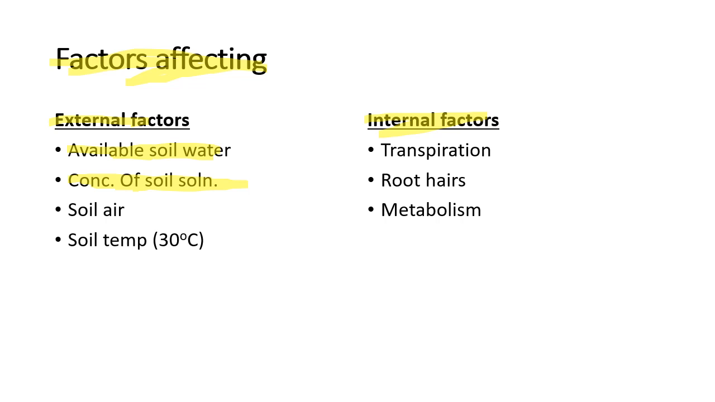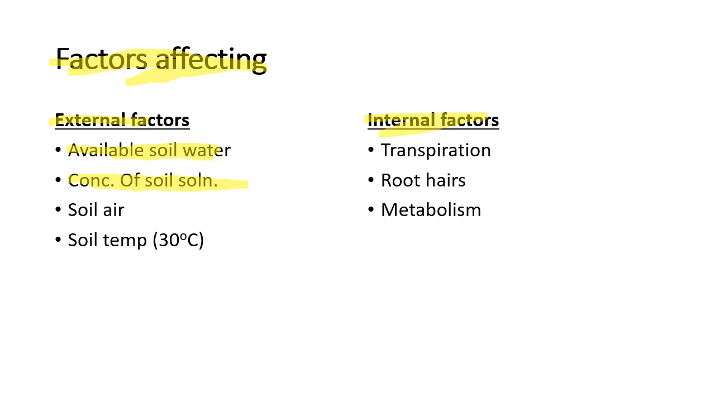The second one would be the concentration of the soil solution. The concentration of the soil solution increases if the soil contains a greater amount of salts. If the concentration of the salts increases in a soil solution, then automatically the osmotic pressure increases. As I have discussed earlier, in alkaline and saline soils, the osmotic pressure is higher when compared to the osmotic pressure present in the root zone.